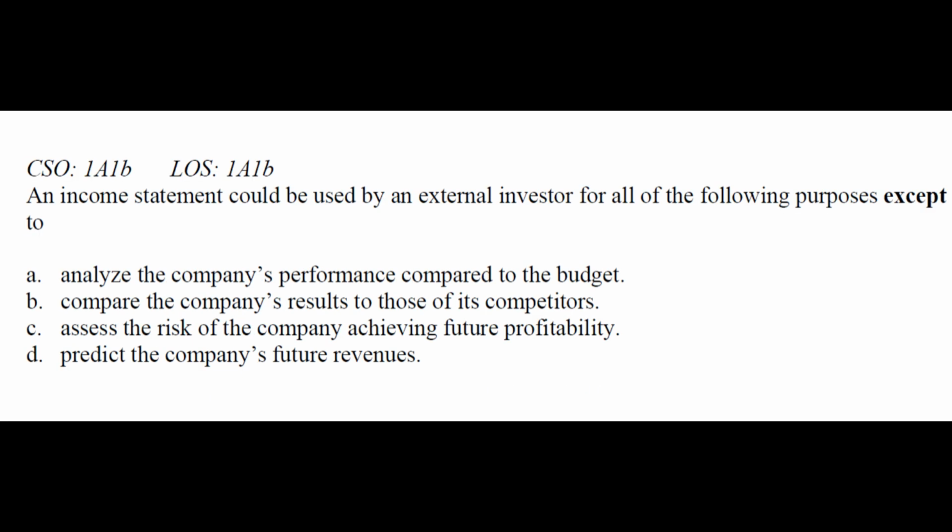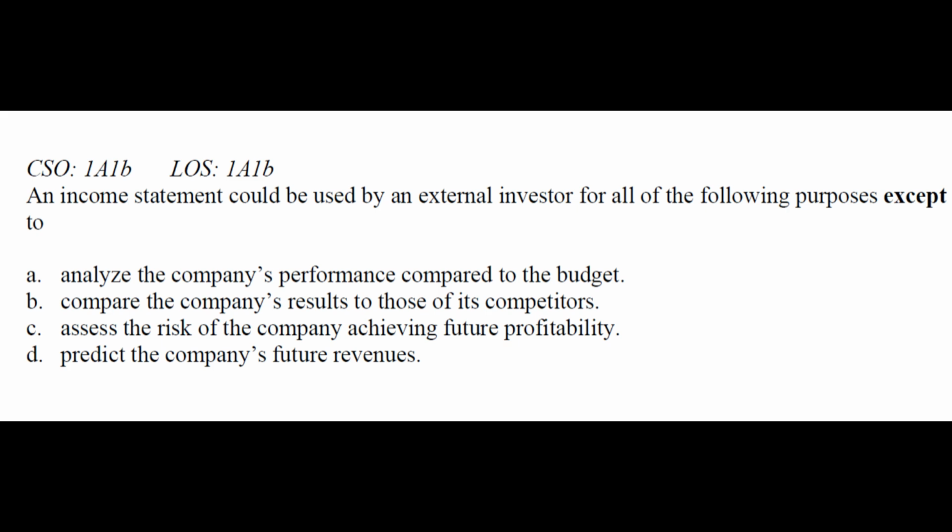This question tests students' understanding of how external investors use the income statement. The income statement reports a company's revenues, expenses, and profit or loss for an accounting period, making it an important tool for evaluating operating performance and future prospects. The keyword, except, means students must identify the purpose for which the income statement cannot normally be used by an external investor. A useful approach is to distinguish between publicly available financial information and internal management information.